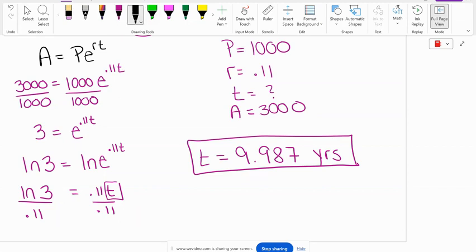So this was one of the shortcuts we had to memorize. Remember, when you have ln of e to the 0.11t, this is the same as log base e of e to the 0.11t. If you don't remember ln, just change it to log base e after you write ln. First write ln, then change it to log base e.